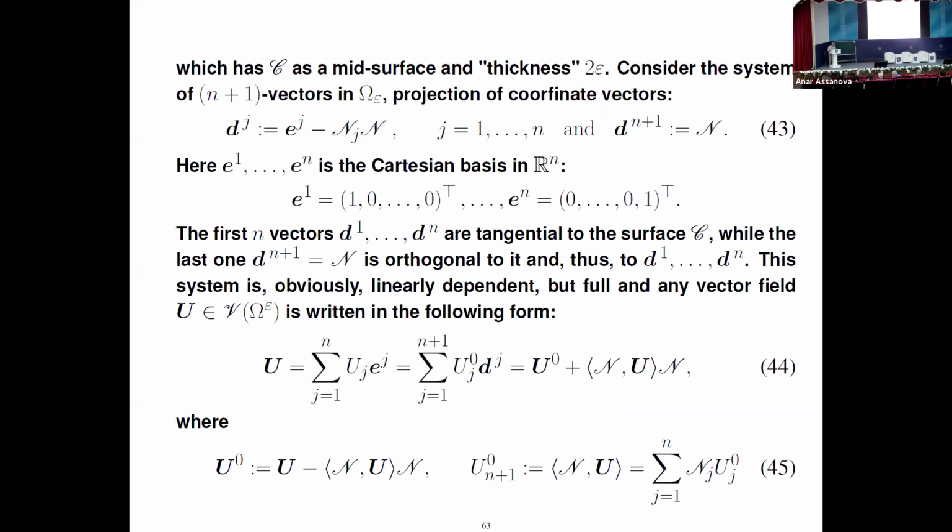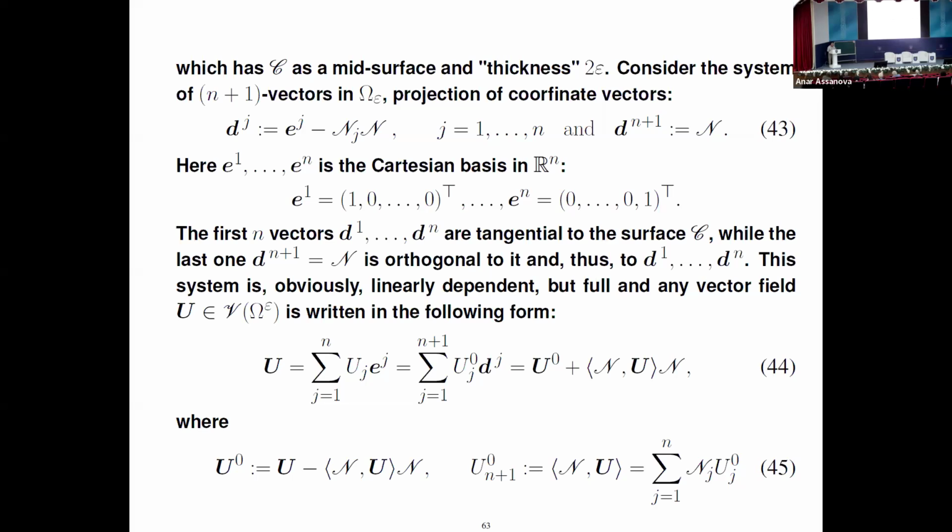Now we have to introduce a new coordinate system because we have a curved domain. Our new vectors are projections of the natural basis from Rn. The DGs, which are projections of the EGs, the natural basis, are obtained by subtracting the normal projection of these EGs. They are, of course, linearly dependent. Any vector can be represented with EGs uniquely and with DGs non-uniquely.